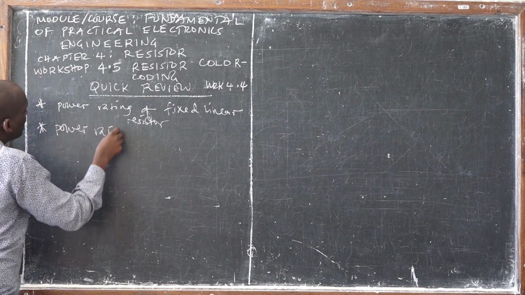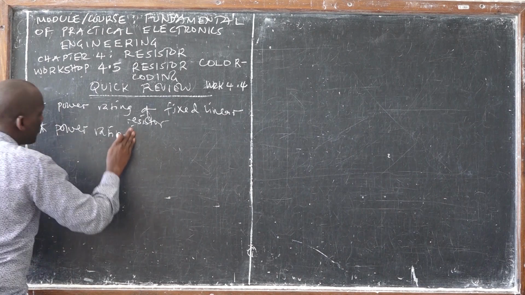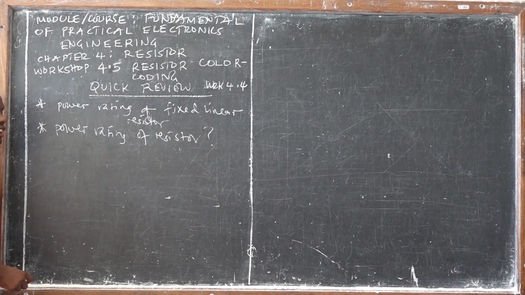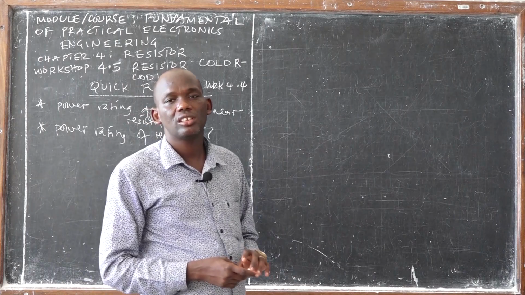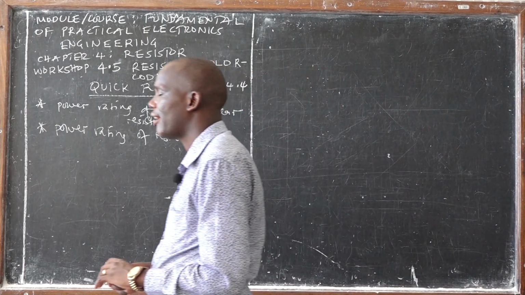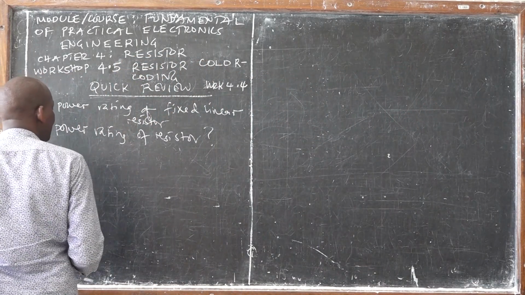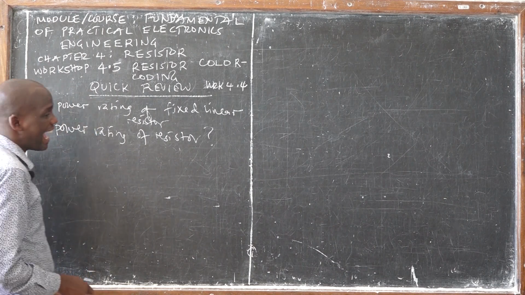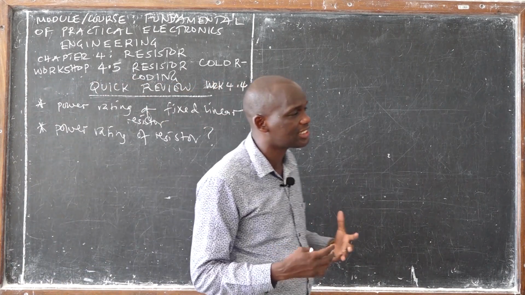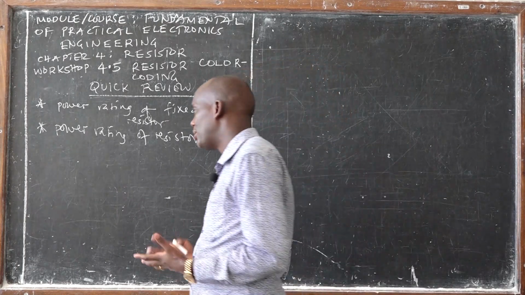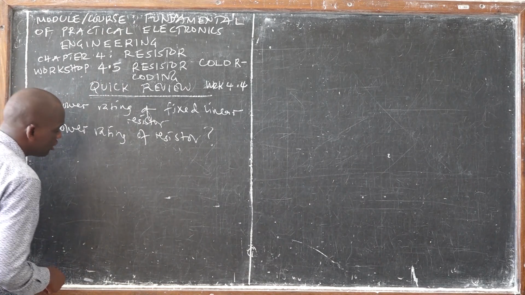If you don't know the definition of power rating of a resistor, I offer two definitions. We say that power rating is the maximum amount of power. You forgot. Okay, so I gave you two definitions. Actually, this is the maximum amount of current that a resistor can withstand without damage. That's the meaning of power rating of a resistor.